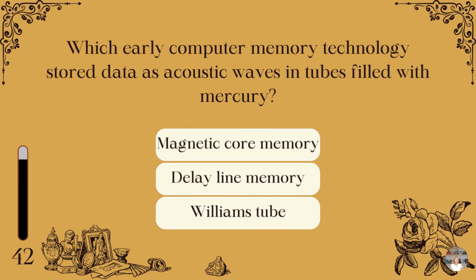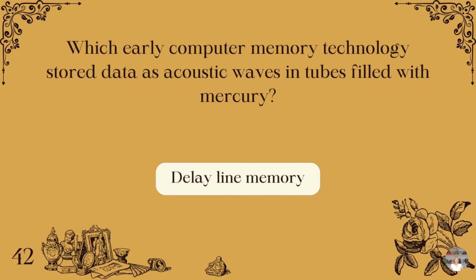Which early computer memory technology stored data as acoustic waves in tubes filled with mercury? Magnetic core memory, delay line memory, or Williams tube? Delay line memory.